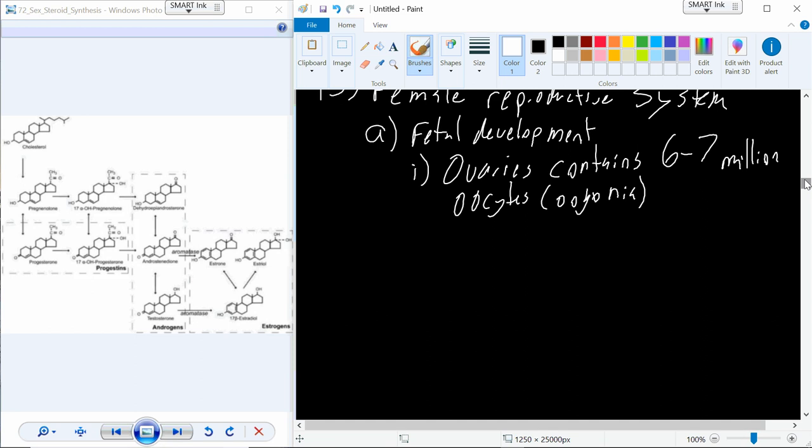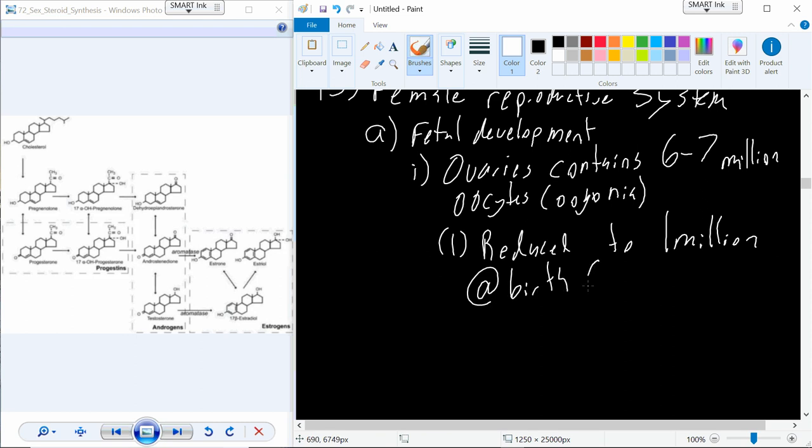So that's during fetal development, and as fetal development progresses, that number is reduced to about 1 million at birth. And at birth, they're going to have undergone a process, or they've begun a process that is known as oogenesis. And so they've begun this process, and these 1 million are now referred to as the primary oocytes.